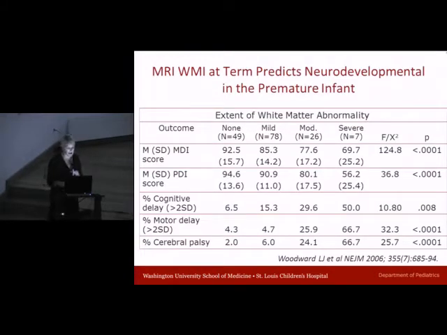For MRI, we looked, as I said, at a combination of abnormalities, signal, size, and then we classified them into children who had no abnormalities, which is about 25%, mild abnormalities, about 50%, or moderate to severe, which combined were about 25%. And what you can see is that the scores on the Bayley 2 go down as the severity goes up, and that the chance of having significant cognitive delay doubles, and motor delay in particular with these more significant forms of white matter abnormality.